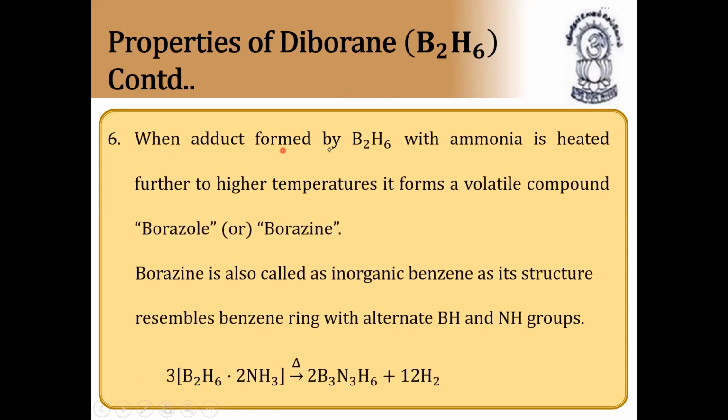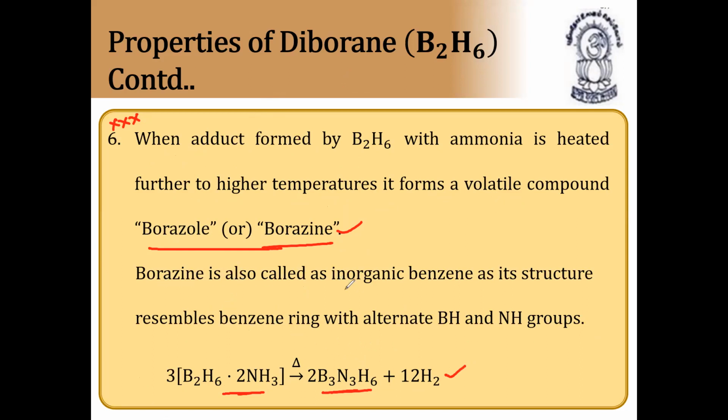When the adduct formed by B2H6 with ammonia is heated further to high temperatures, it forms a volatile compound called borazole or borazine. Very, very important. So 3 moles of B2H6 combine with ammonia to form 2B3N3H6 plus hydrogen gas. This is called inorganic benzene.